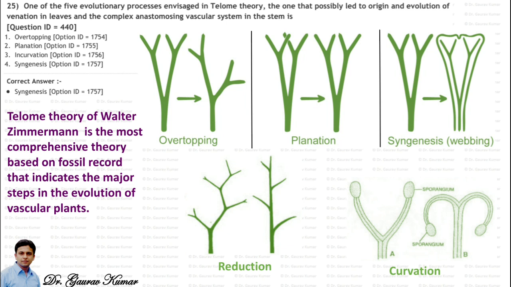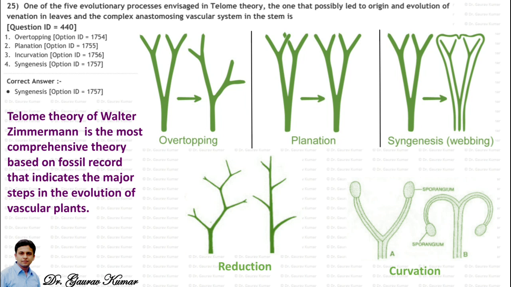Next one is the reduction, on the downside you can see. In this process, the activity of terminal meristem of each telome of the truss becomes suppressed, resulting in much shorter branches, as you can see in the figure, by decreasing the length of the telomes and mesomes. This process is responsible for the formation of microphyllous leaf of the Lycopsida and Sphenopsida, as well as the needle-like leaves of conifers. This I have told you in the class also. So obviously it's a repetition always.